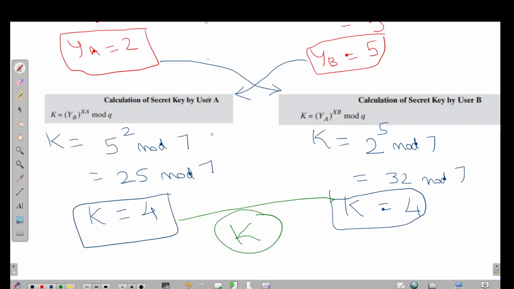So this is how the Diffie-Hellman algorithm is used to exchange or share a secret key among two different parties, based on exponentiation in a Galois field of a prime.